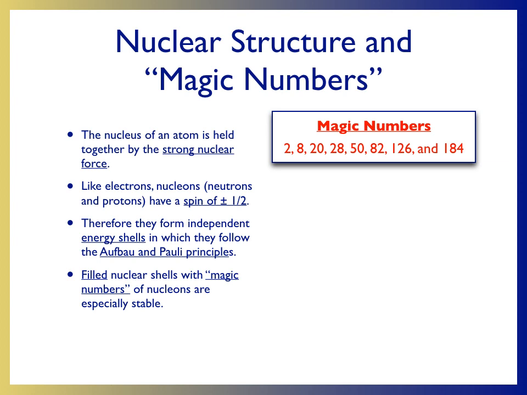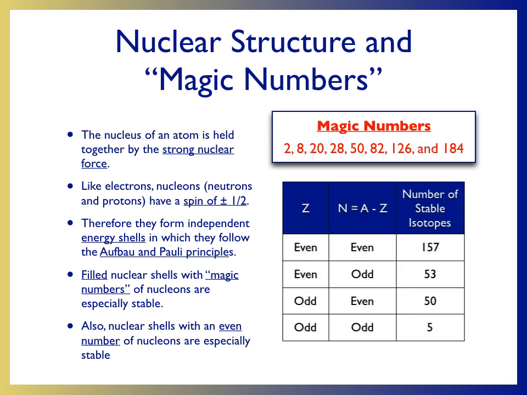Another predictor as to whether or not a nucleus will be stable is to look at whether or not the number of protons and/or neutrons are even or odd. It turns out if there's an even number of protons and an even number of neutrons, the nucleus is more likely to be stable. As you can see in the table to the right, an even number of protons and even number of neutrons have more stable isotopes than having an odd number of protons and an odd number of neutrons.